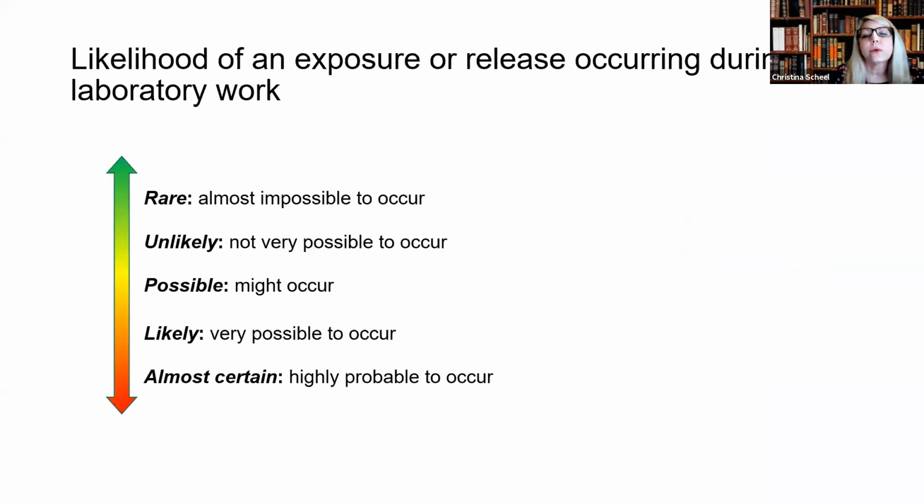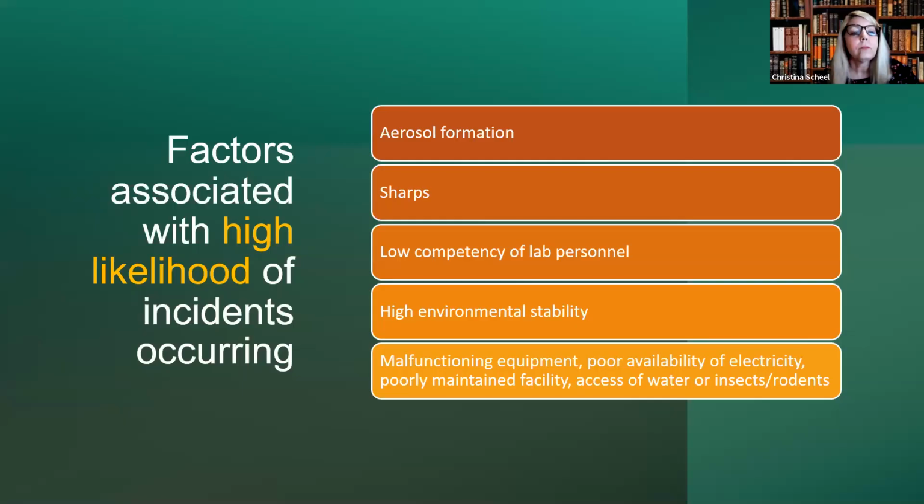Likelihood of an exposure or release occurring in the laboratory work is categorized from rare to almost certain. Remember that I said risk is a combination of likelihood and consequence. Rare means it's almost impossible to occur, and almost certain means it's highly probable to occur. And this is a way of categorizing or gauging the risk, or the likelihood involved.